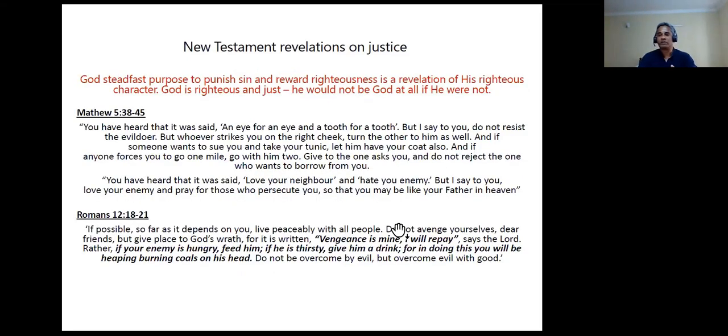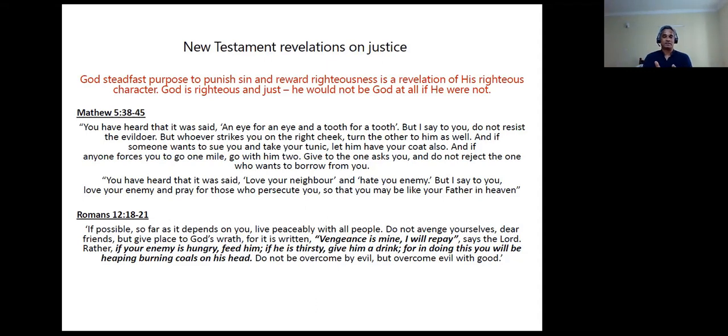What does the New Testament reveal to us about justice? Matthew 5, this is Jesus' own words after the Sermon on the Mount portion. Jesus tells the people, you have heard that it is said, an eye for an eye and a tooth for a tooth. But I say to you, do not resist the evildoer. Whoever strikes you on the right cheek, turn the other to him also. If someone sues you, let him take your tunic, and your coat also. If anyone asks you to go one mile, go two miles with him. Then, love your neighbor and hate your enemy is what you have been taught to believe. But I say to you, love your enemy, pray for those who persecute you. Why? So that you may be like your Father in heaven.